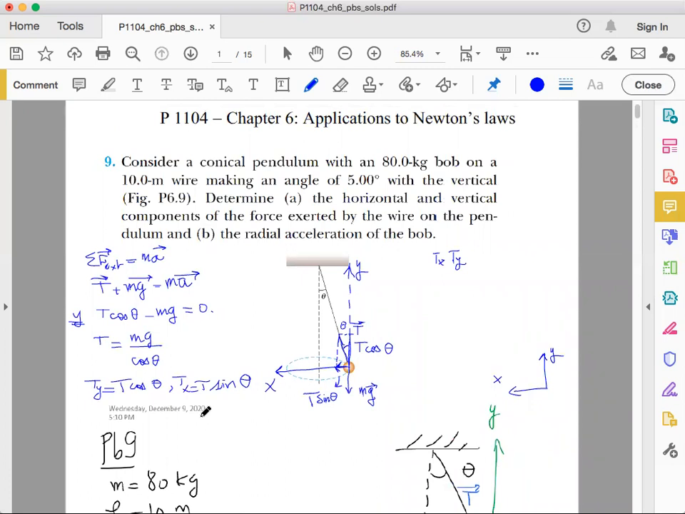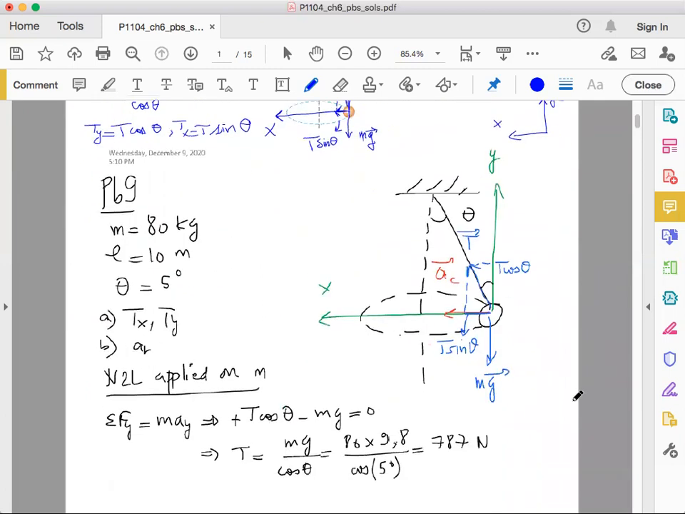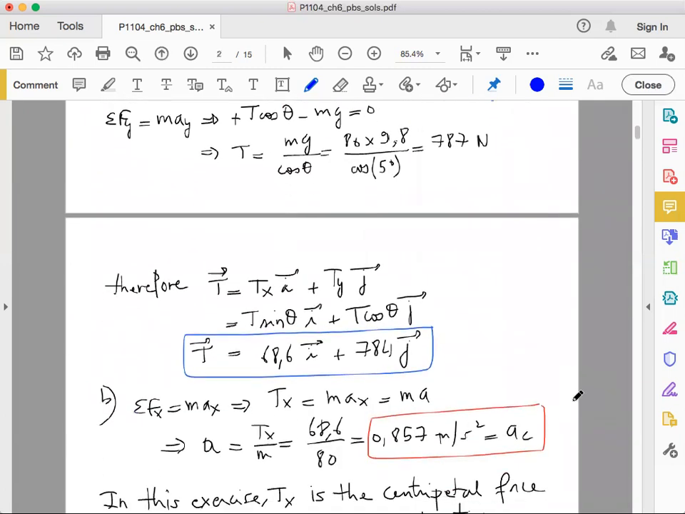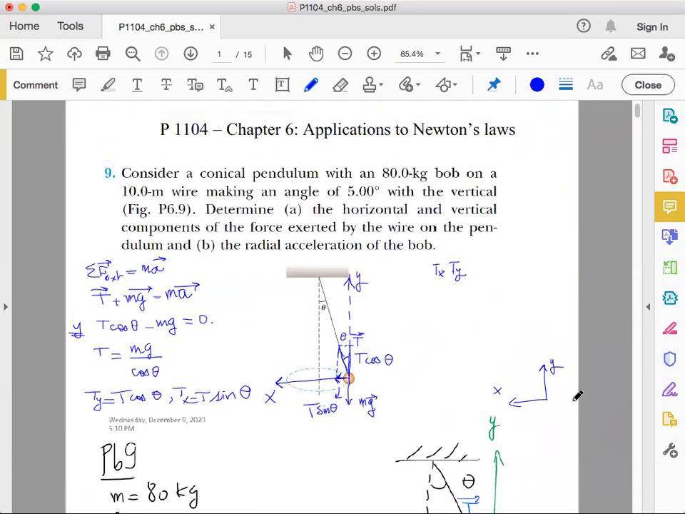Now let's move to the second part. We need to determine the radial acceleration of the bulb. To determine the radial acceleration of the bulb, we need to actually apply Newton's second law on the radial direction. So it seems that here the radial direction is the same as the x direction, because the x direction is the direction that goes inward, into the center of the circle. So it's nothing else than the centripetal direction, and the acceleration along the x-axis is nothing else than the centripetal acceleration.